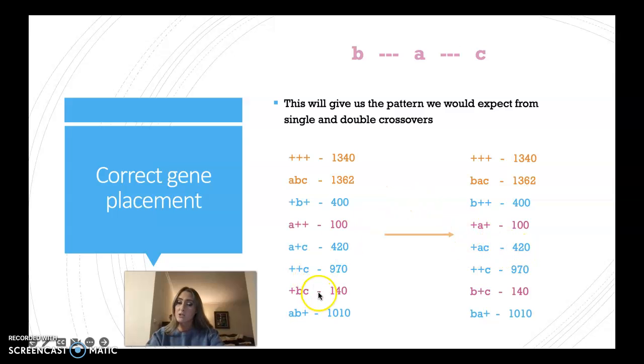Same thing for our double crossover events. Once you switch the plus sign at the A and the B, you now see a double crossover event. And again, up here, once you switch the A and the plus sign at the B, you see another double crossover event. So this pattern would give us what we expect from the single and double crossovers.